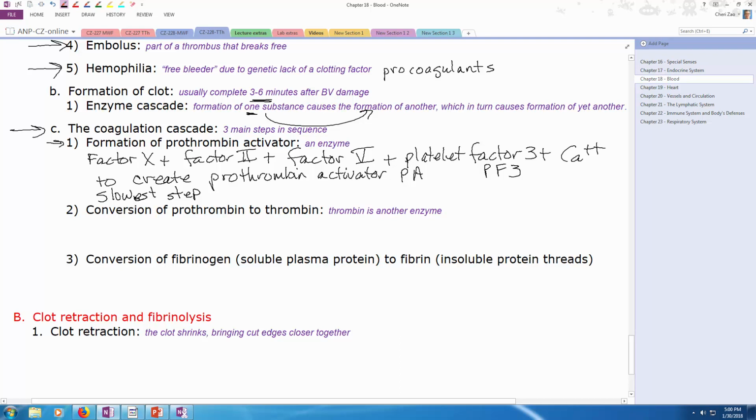So now we have prothrombin activator, and it will convert prothrombin, which is the inactive form, into thrombin, which is the active enzyme. So PA is responsible for this step.